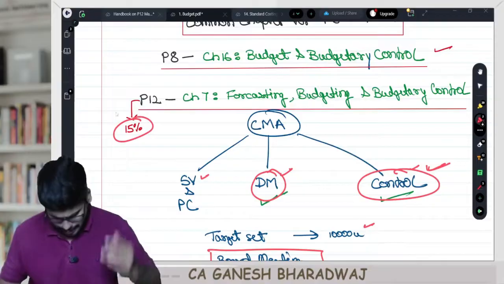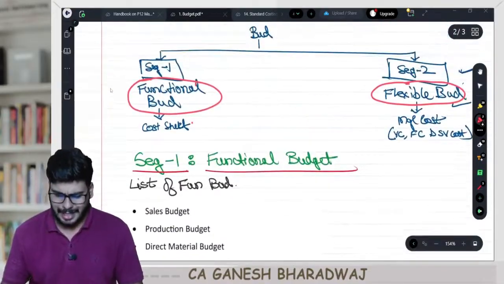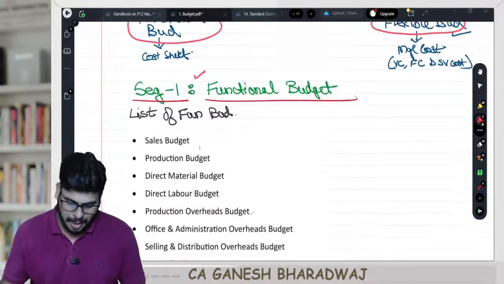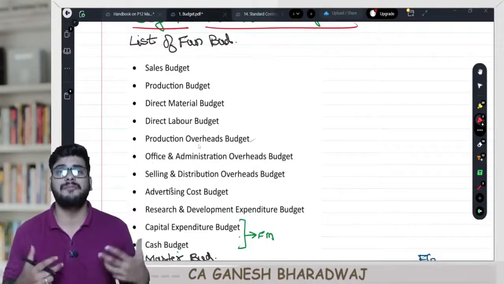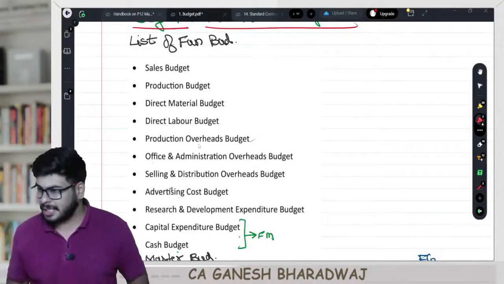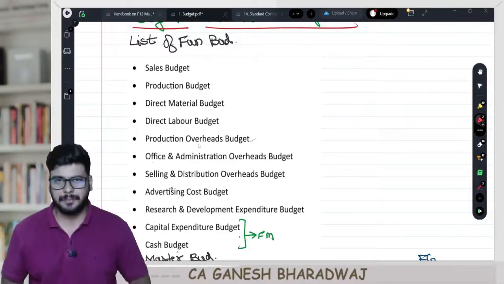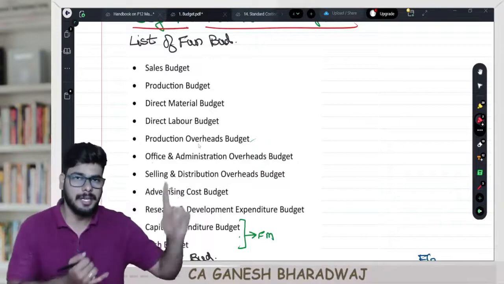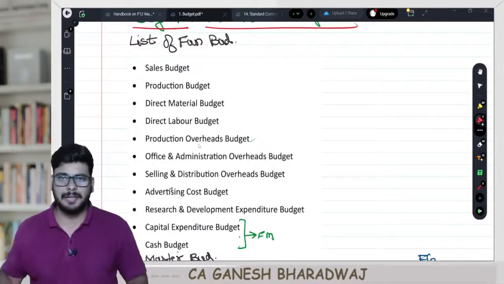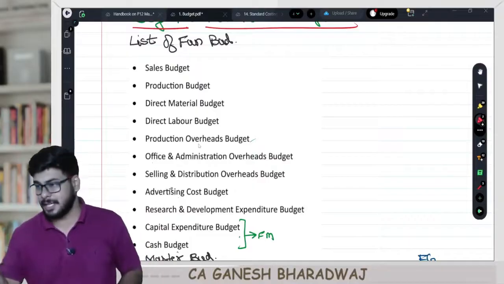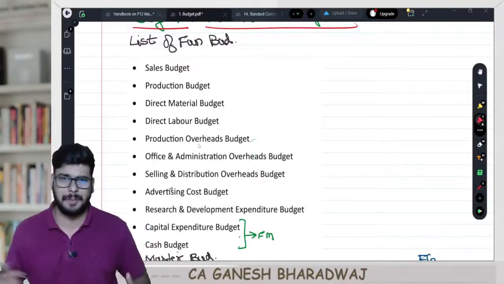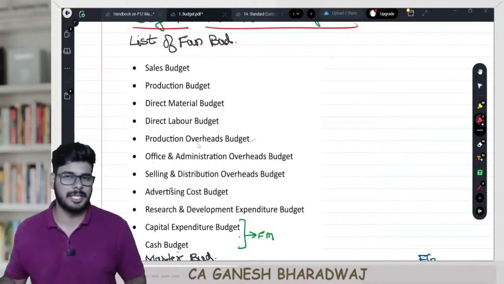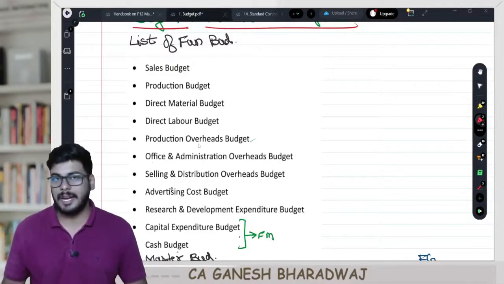Clear with this, guys? Right, on that note, let's get started with the first segment of this chapter, which is called functional budget. Now, functional budgets, what do you mean by functions? Every single activity happening in the organization. Basically, you prepare budgets for every single function in the organization: sales budget, production budget, material budget. In material, you can have material purchases budget, material consumption budget, production overhead budget, and so on. Clear with this? Preparation of budget for every single function in the organization is called functional budget.